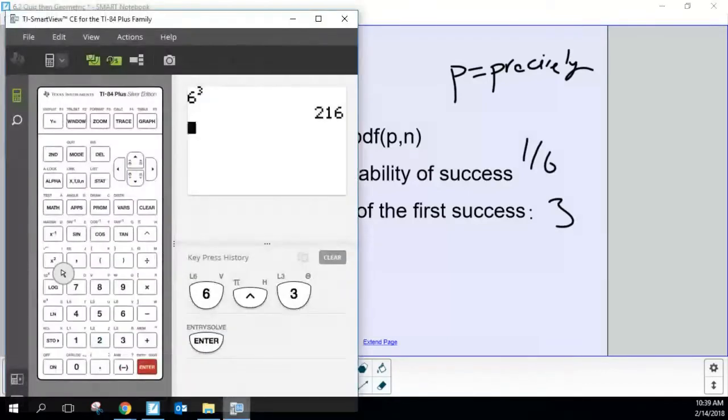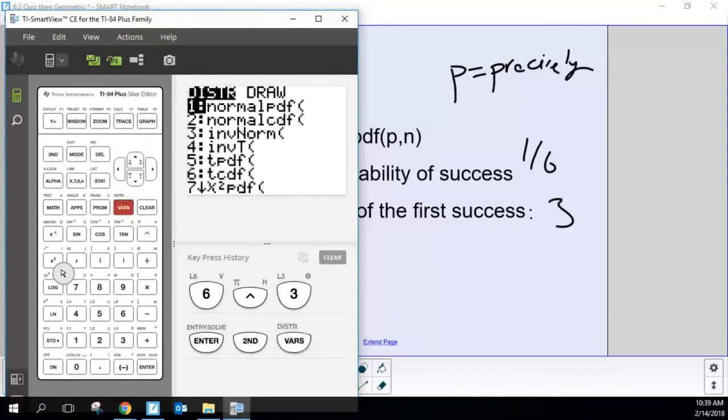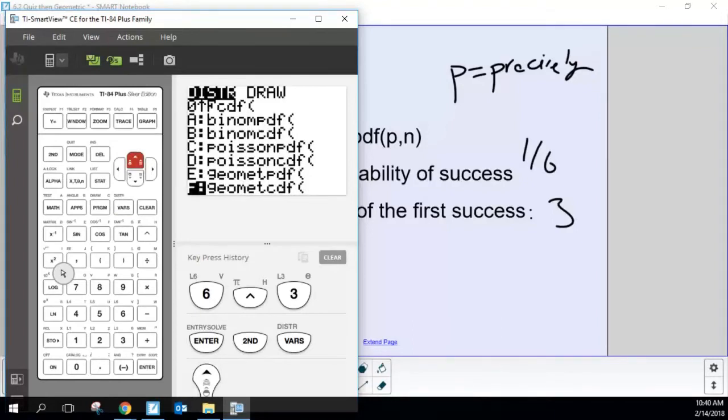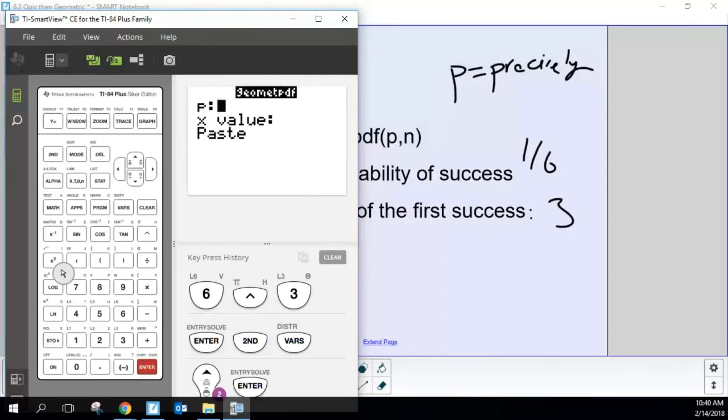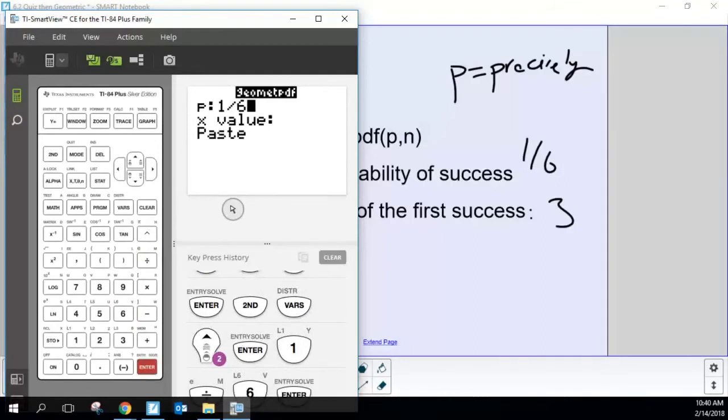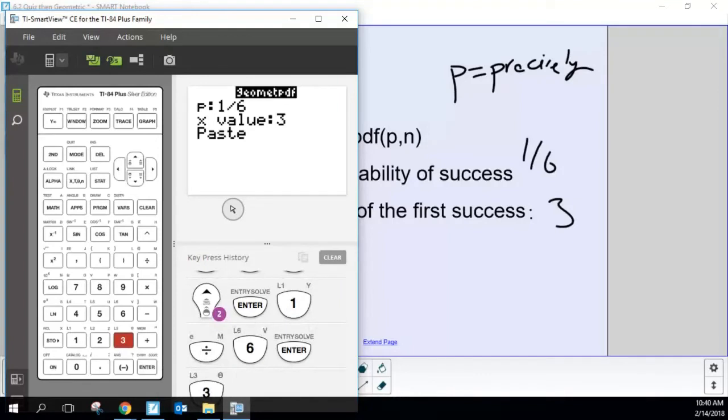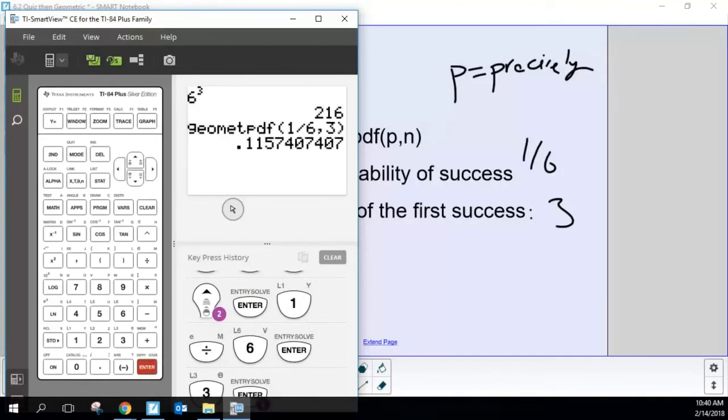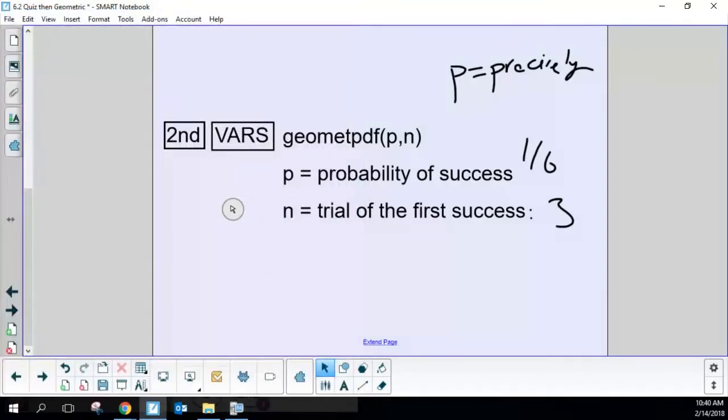So let's try it out. We pull up our calculator. We hit second vars. We go and we find geometric PDF. And if we go up to find it, we'll find it a lot faster. So there's my geometric PDF. It asked me for my P. We said that's 1 out of 6. So it's 1 divided by 6. My X value, that's the success. We said that's 3. Our first success happened on the third try. And it tells us 0.1157. And we found that manually, without using a calculator, we already knew that's what it should have been.